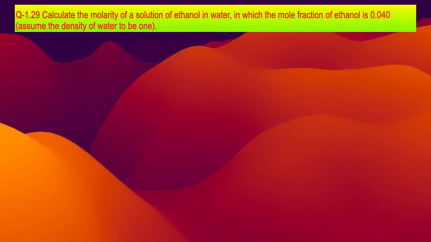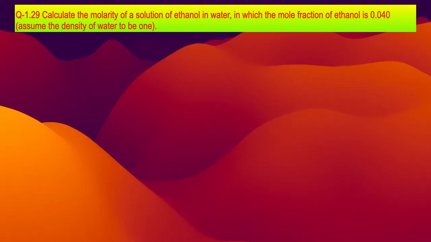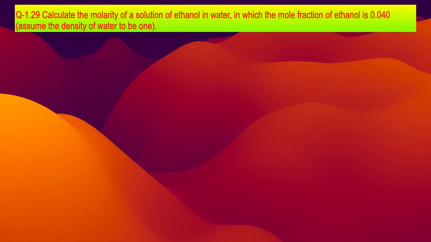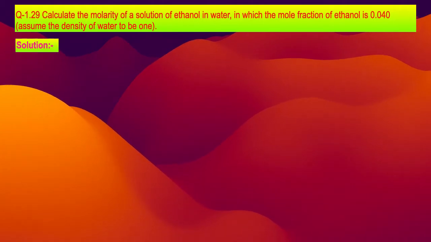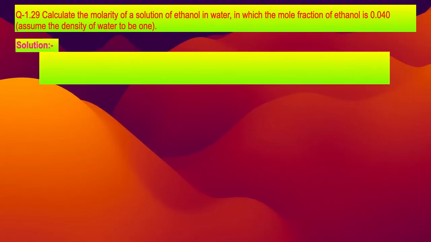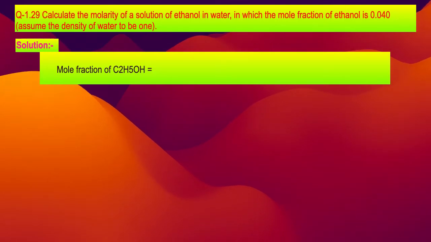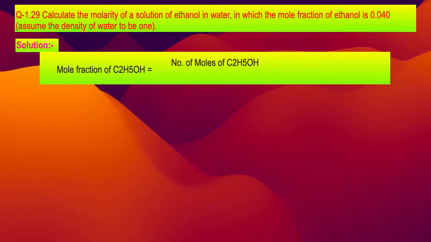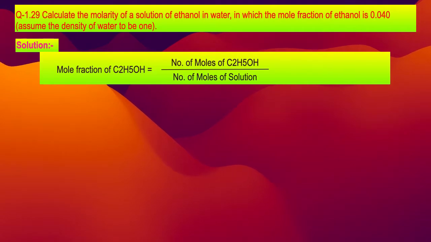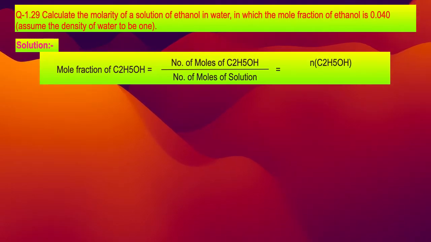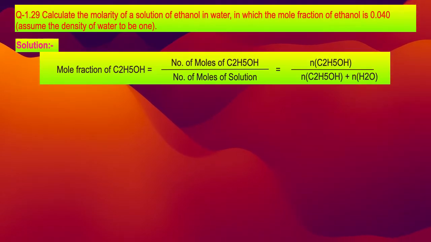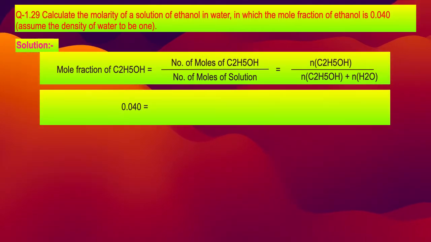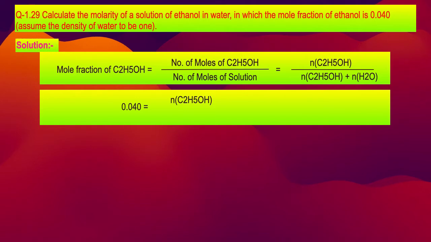Now we have been given the solution of ethanol in water and the mole fraction of ethanol, and we know the definition of mole fraction. The mole fraction of ethanol will be the number of moles of ethanol divided by the total number of moles present in the solution, and it will be equal to, in symbolic form, as given in the next equation. And now the density of water is 1. It means 1 ml of water is equal to 1 gram.